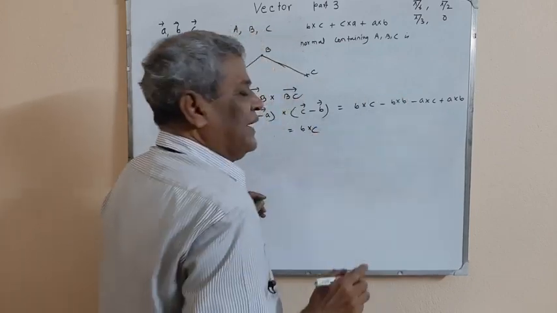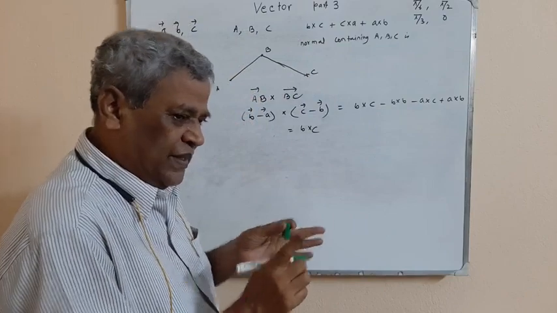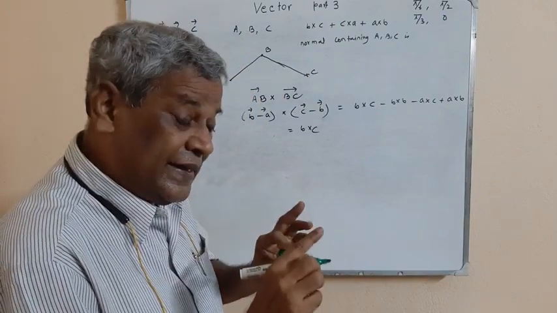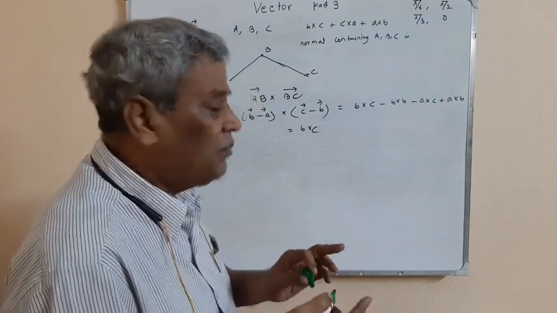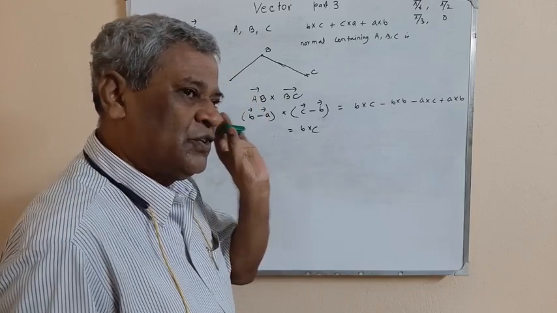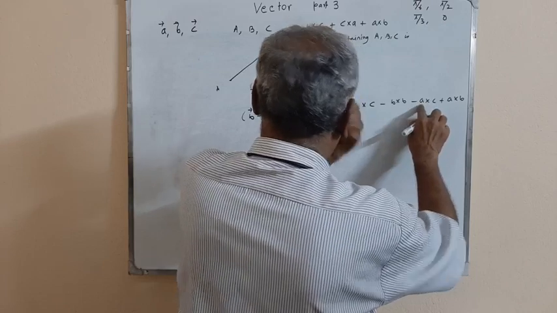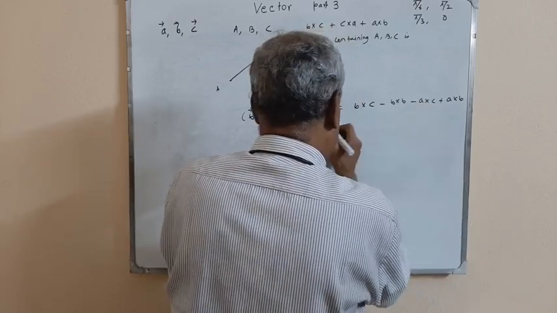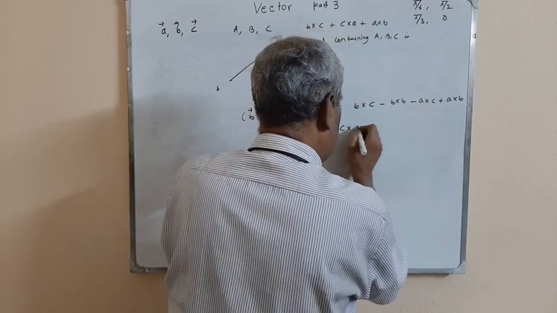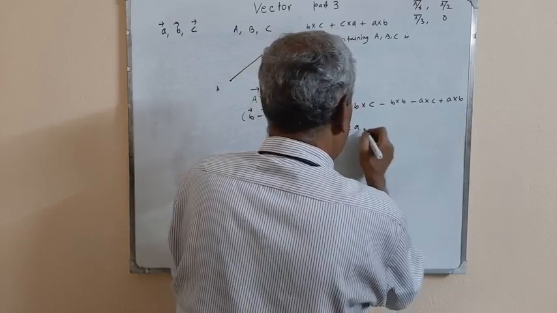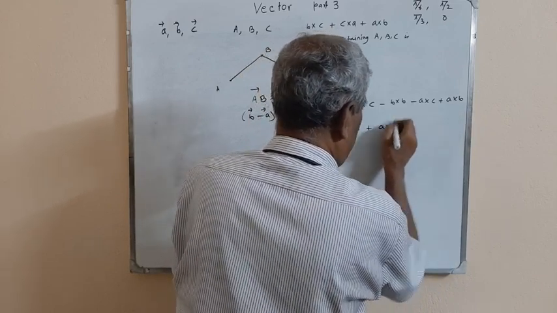B cross B is 0, because magnitude B into sine of the angle between B and B, which is 0. So sine theta is 0 there. Minus A cross C can be written as C cross A, and plus A cross B.